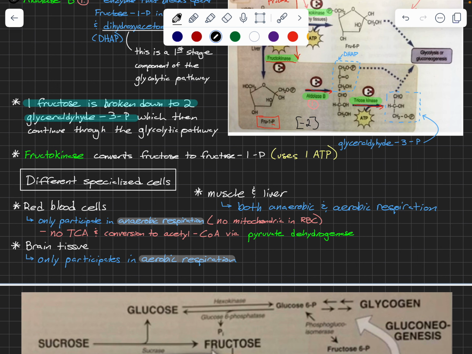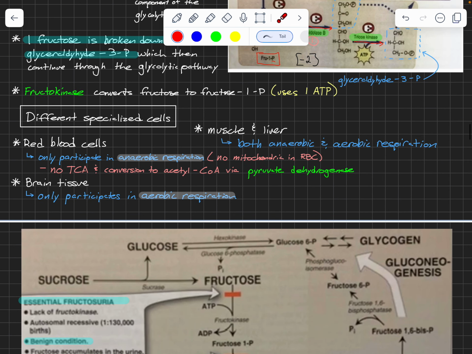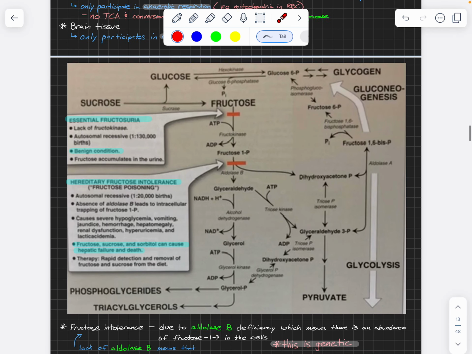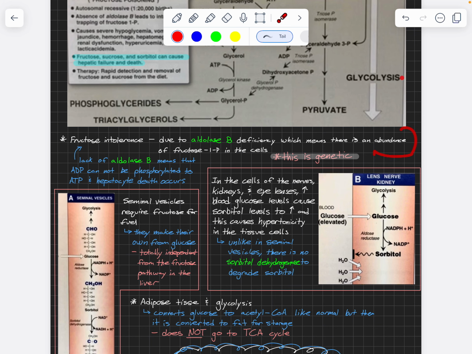So what we need to know is our red blood cells here only participate in anaerobic respiration because there are no mitochondria present in red blood cells. So that means no TCA and no conversion of acetyl-CoA via pyruvate dehydrogenase. Then when we talk about muscle and liver cells, they can function in both anaerobic or aerobic respiration depending on the state of the body and the needs of the body. And then lastly, when it comes to brain tissue, CNS neurons and stuff like that, it only participates in aerobic respiration. So being able to differentiate what cells participate in different pathways is a huge need to know for your upcoming exam. And then we covered this. I'll come back to this chart right there.